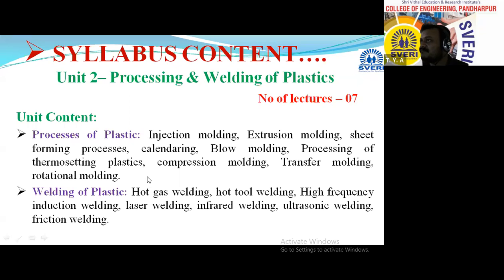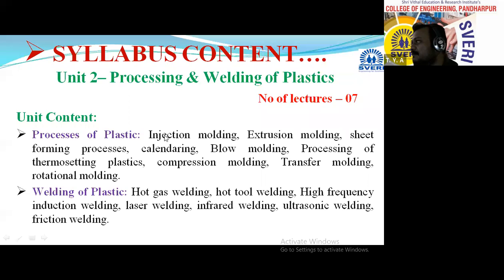Then in the same way, for different materials, different joining methods are required: hot gas welding, hot tool welding, high frequency induction welding, laser welding, infrared welding, ultrasonic welding, and friction welding. I think the working principles of all these welding processes we have already studied in the second year syllabus in manufacturing processes. I will repeat all that part for the plastic materials.